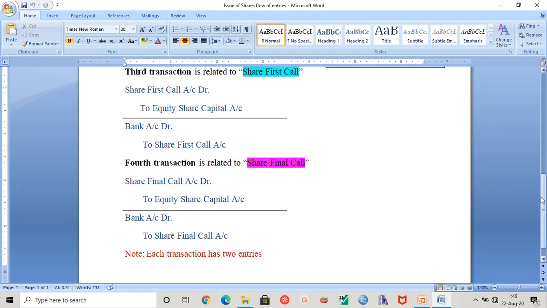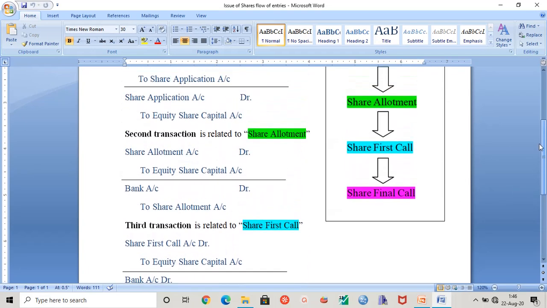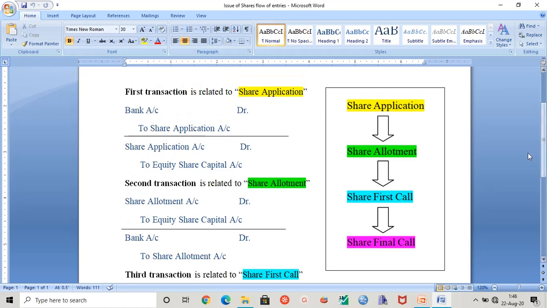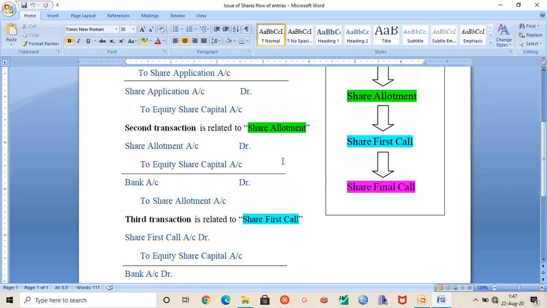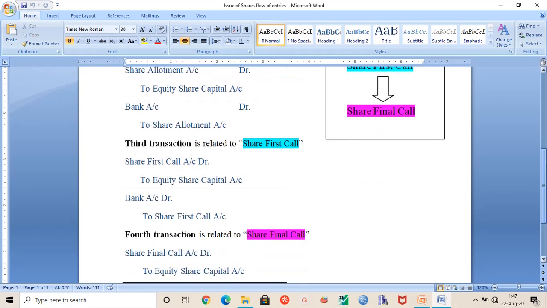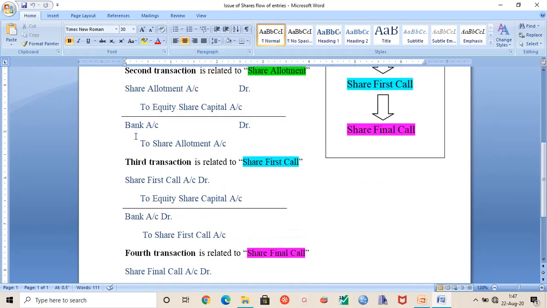Now here's a point: whenever there are calls in arrear, by calls in arrear we mean the amount that was due but was not paid. And by calls in advance we mean the amount which is not due but has been paid in advance. That is your calls in arrear and calls in advance. We will see those entries also. The calls in arrear will arise here.